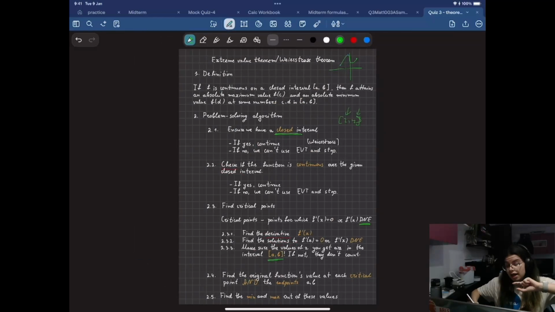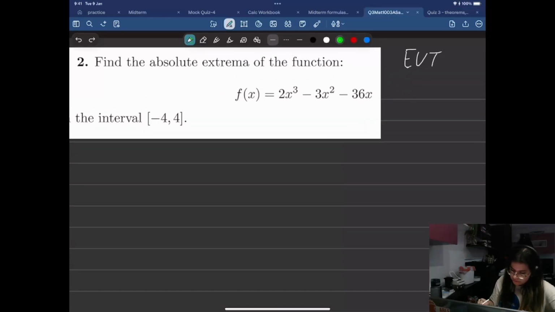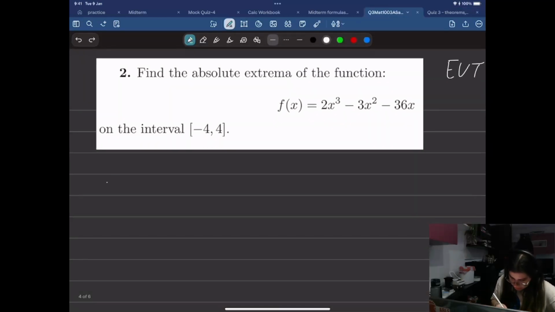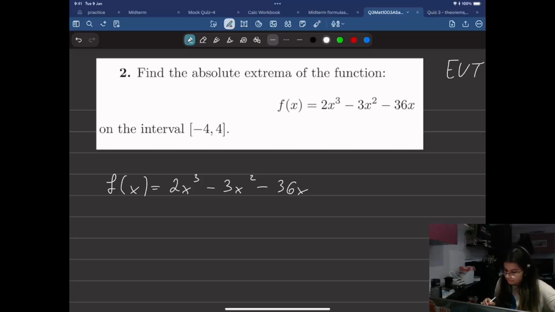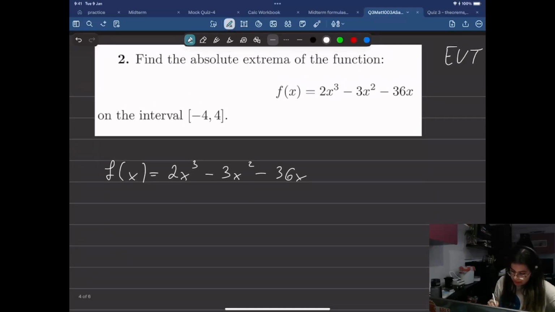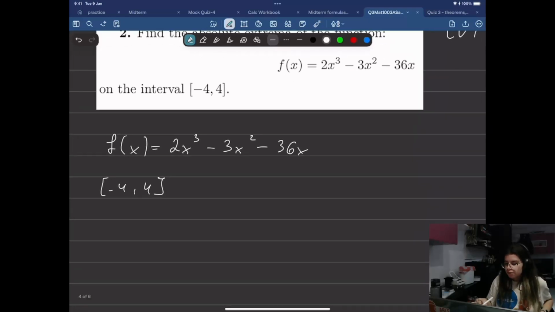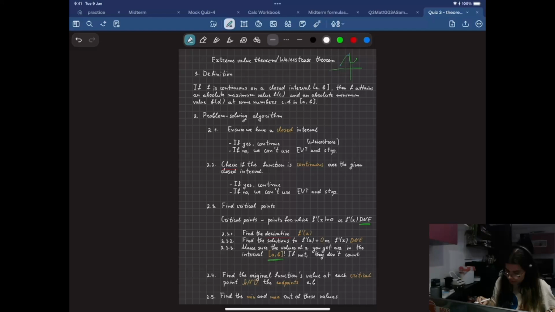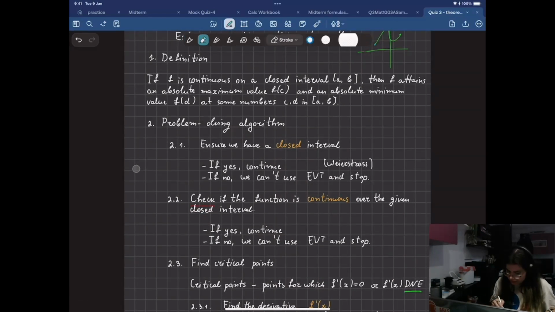And I'm gonna often refer to this document so that you can get used to going through the algorithm. So the first function that we're given is f of x equals 2x cubed minus 3x squared minus 36x. Okay. And the interval is minus 4. So what was the first step? The first step was to check whether the interval is closed, right? So let me go back to the outer doc. This is our first step.